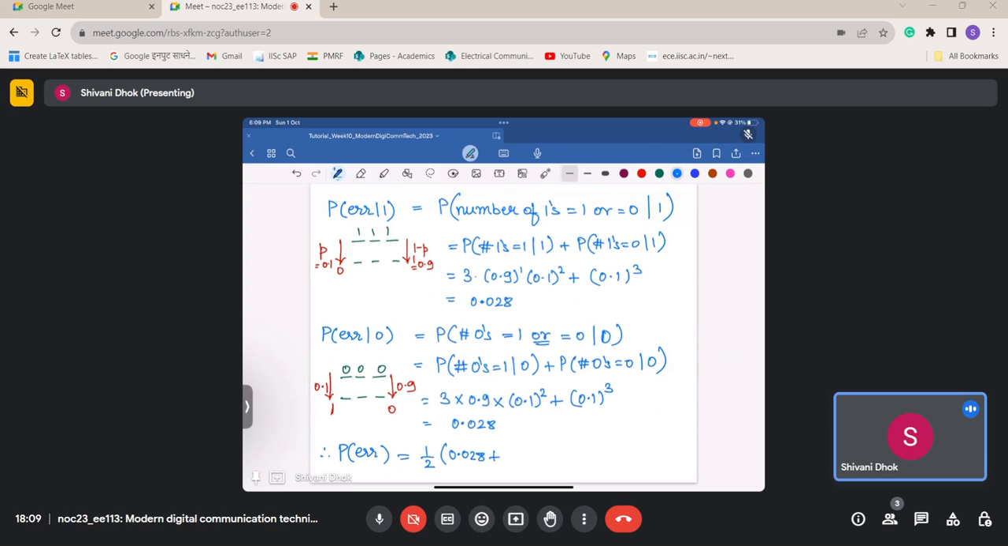Therefore the probability of error is equal to half of this summation, so that will be half of 0.028 plus 0.028, which comes out to be 0.028. So this is the probability of error for this particular repetition code. Any questions at this point?